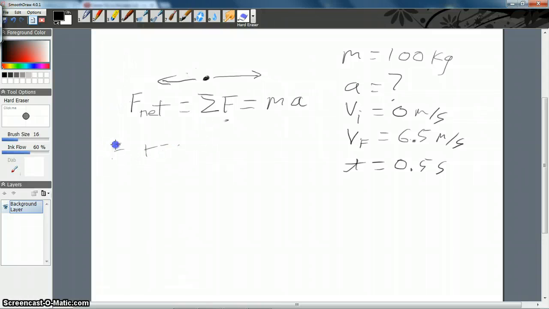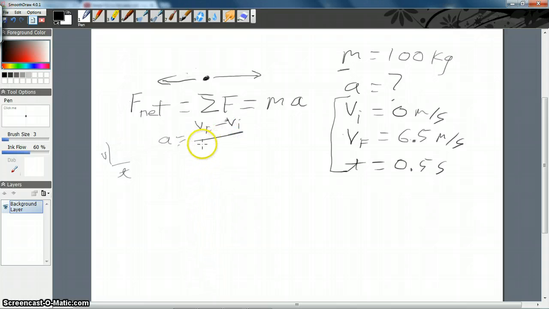So let me erase that. And now let's go back to what they gave us. They gave us the mass, so there's a good help. Acceleration, initial velocity, final velocity, and time. We don't have acceleration. But with all of these, we can get acceleration. Our acceleration is basically the slope of a velocity versus time graph, which is our final velocity minus our initial velocity.